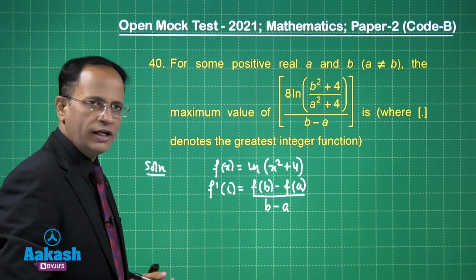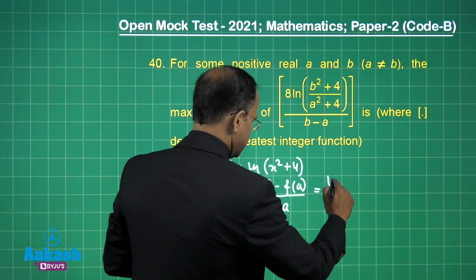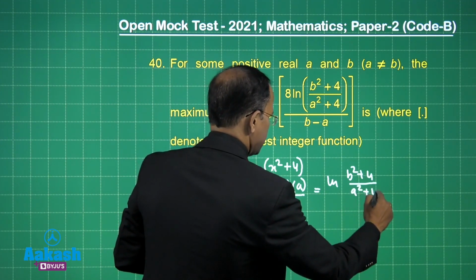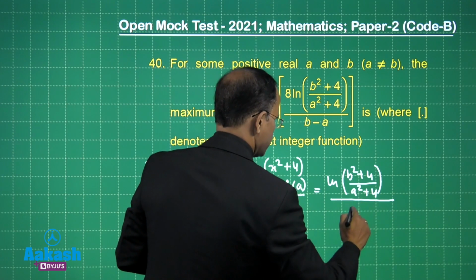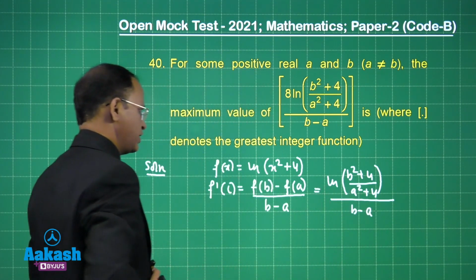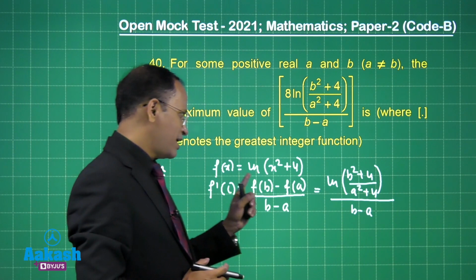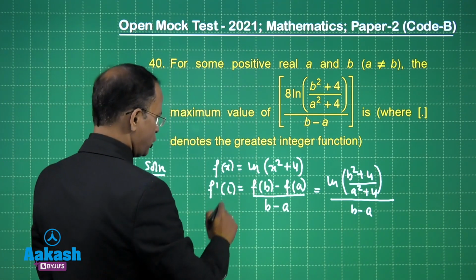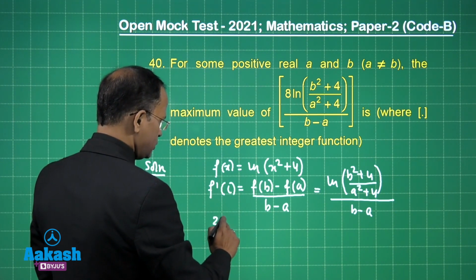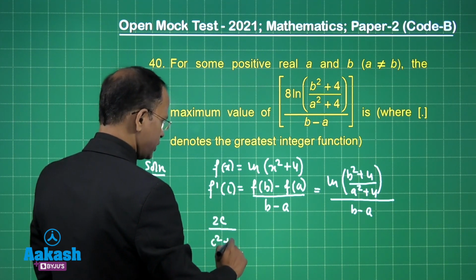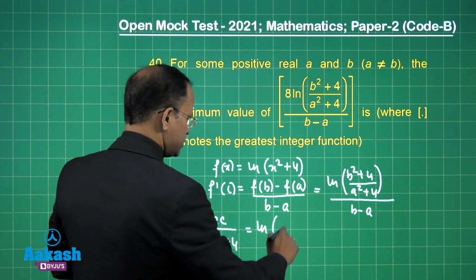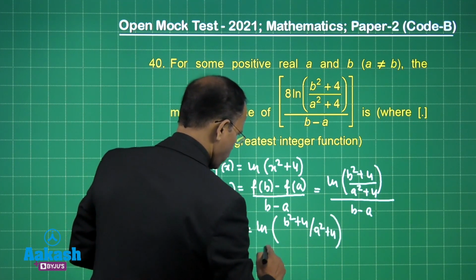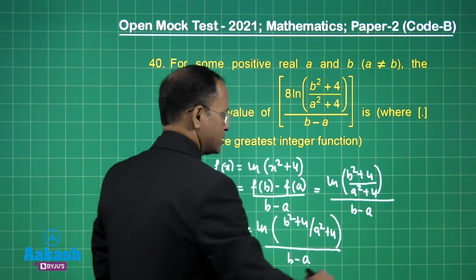So we can just substitute the values. Once we substitute, we get ln((b² + 4)/(a² + 4)) whole divided by (b − a), right? That is what (f(b) − f(a))/(b − a) is all about. F'(c) is going to be 2c divided by (c² + 4), and this equals ln((b² + 4)/(a² + 4)) whole divided by (b − a). Fine, this is what we are going to have.